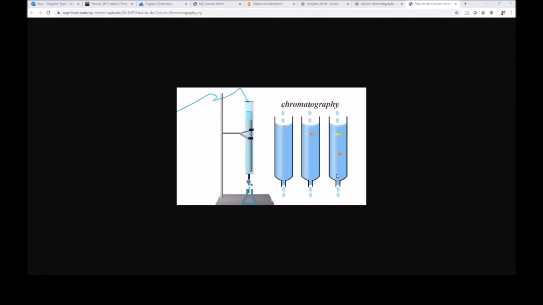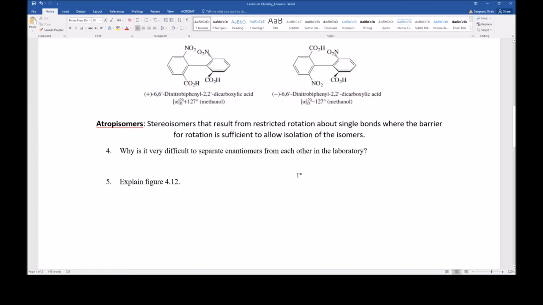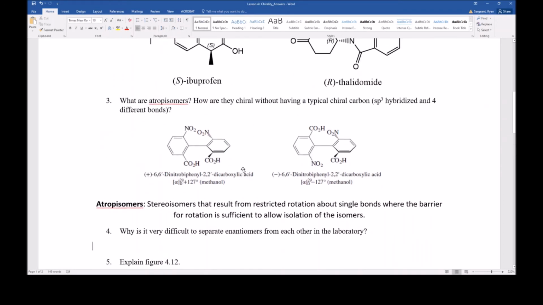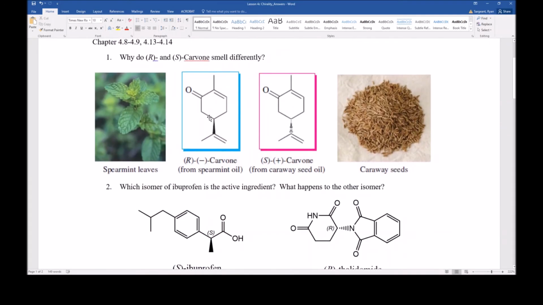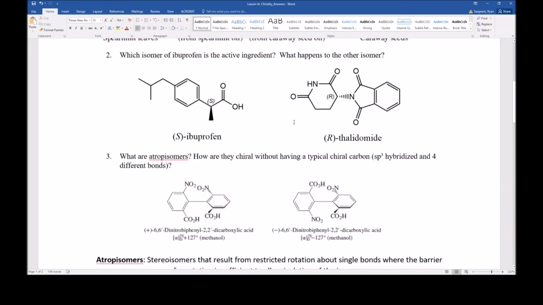And the only reason that two molecules would have identical polarity is if the atoms are connected in an identical fashion. And that's the problem that we encounter with enantiomers. So going back to R-carvone and S-carvone, the connectivity is the same. All the carbons are connected in the same fashion. And so they really don't have any differences in polarity that column chromatography can take advantage of.